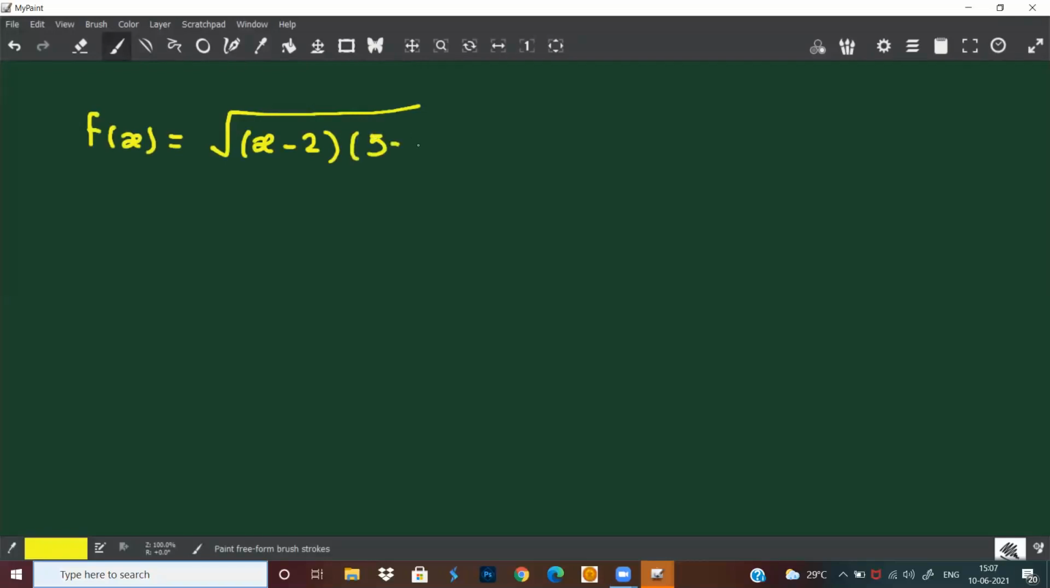I think we have done 3 or 4 sums. Now let us do this sum. You are given f of x is square root of (x minus 2) into (5 minus x). You have to find domain and range.